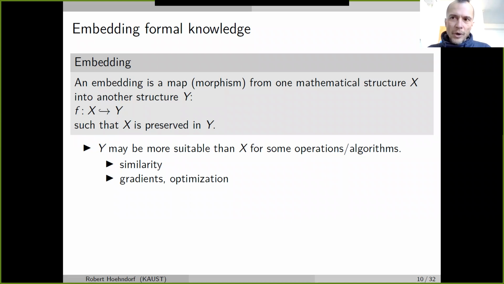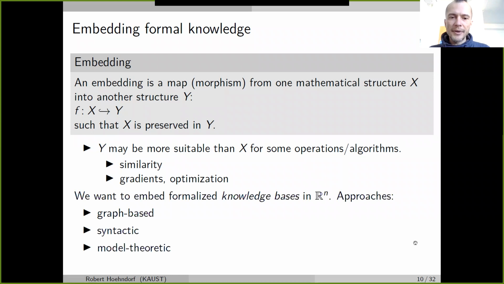So in general, what we are aiming for here is to take a formalized knowledge base and embed it in R^n in a particular way, so that we preserve some structures or some properties of the knowledge base within R^n. And I'll talk about three approaches. I'll talk about the first two rather briefly, mainly for historic reasons. And the third one I will talk about a bit more elaborately, because this is something that we find quite promising recently.